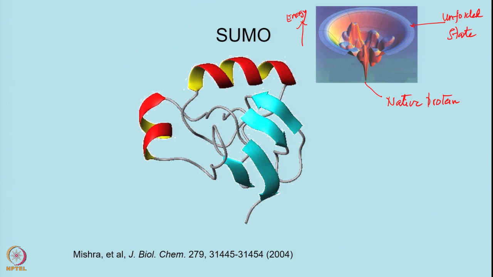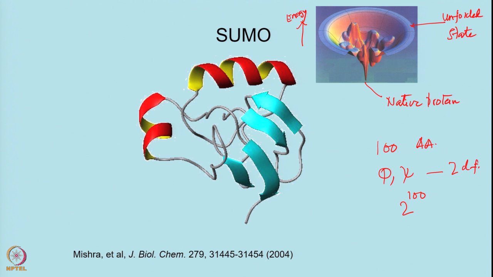Let us say I have a 100 amino acid residue protein. Each amino acid has 2 degrees of freedom, the phi and psi, the 2 torsion angles, and each amino acid can take any of these combinations. Therefore, how many conformations will be there? 2 to the power 100 conformations are possible for this particular 100 amino acid residue protein.